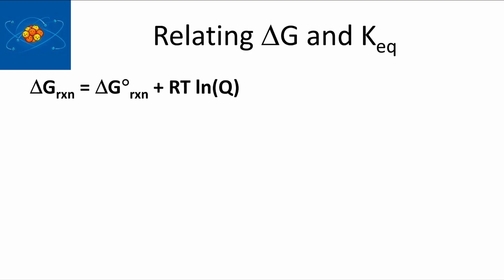So one of the more interesting applications of the free energy equation for non-standard states is that it allows you to calculate equilibrium constants. One of the things we talked about earlier is that when delta G is negative, that means it's spontaneous, and when it's positive, it's non-spontaneous. So if delta G is 0, then the reaction is at equilibrium. So basically the equation becomes this.